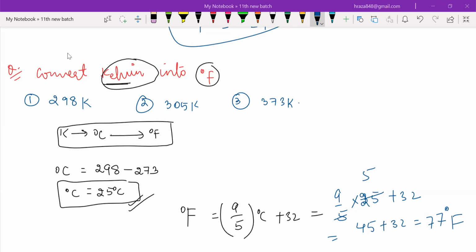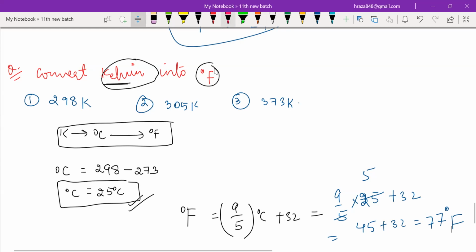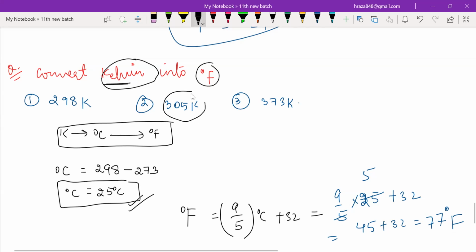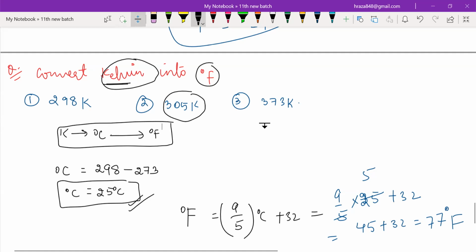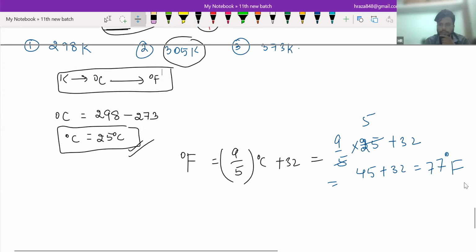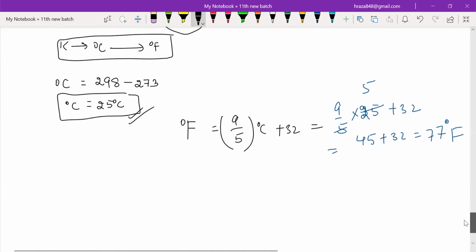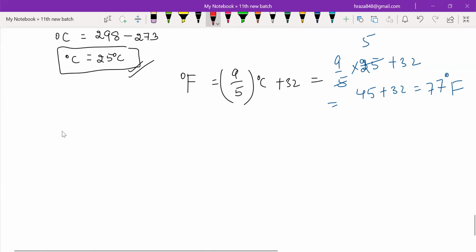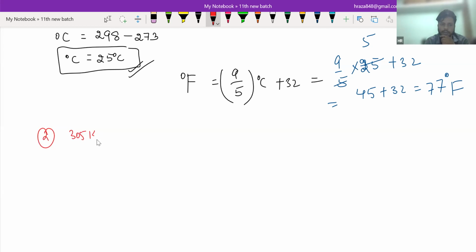So the second part is 89.6 degree Fahrenheit, and the third part is 212 degree Fahrenheit. Let me see. How much degree centigrade is this? Sir, 32 degree centigrade, right? Yes, sir. Any answer from Iram? Sir, just a minute, I'm doing it. Okay. The second part is basically 305 Kelvin. If you convert it into degree centigrade, 305 minus 273, it will be 32 degree centigrade, right?